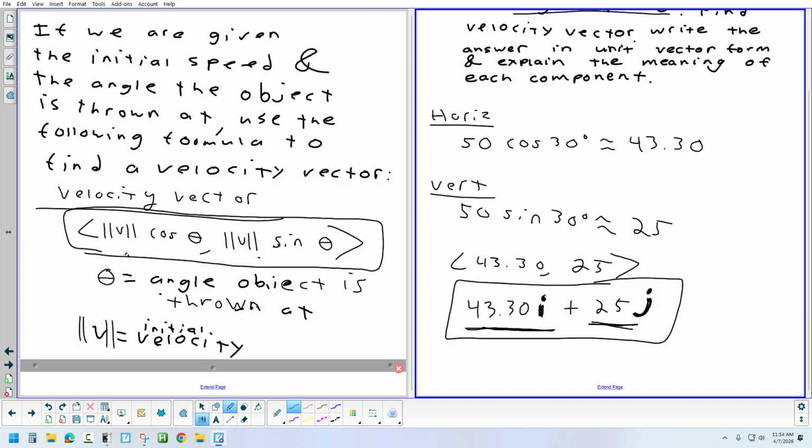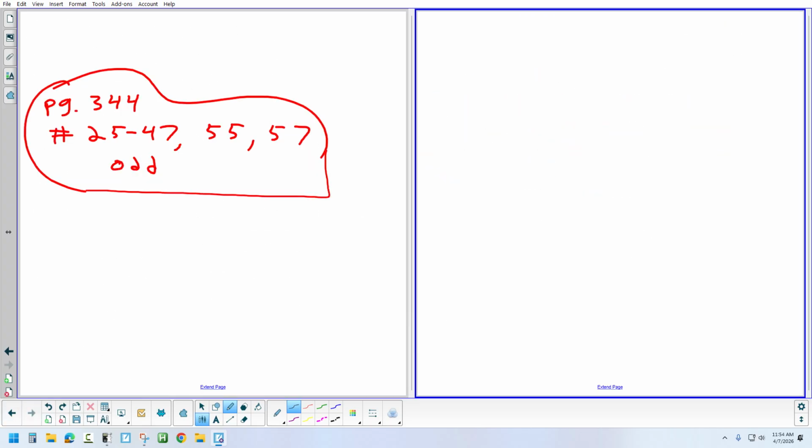Okay, so any question how we got the velocity vector? Okay. So, let me double check. I think that's good. Same page as last night, 344. Yeah, so 55 and 57, those are velocity vector problems. And then the rest is all the different kinds of examples we did in class. Okay, so 25 to 47, that is just odds, not odd.